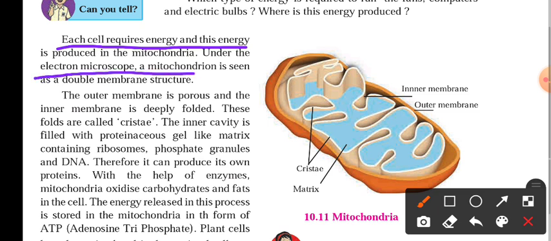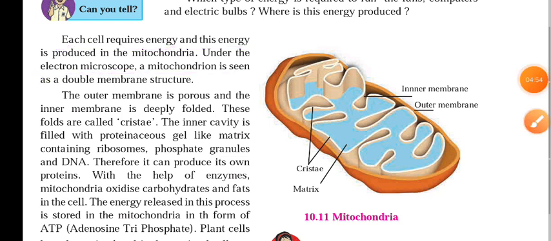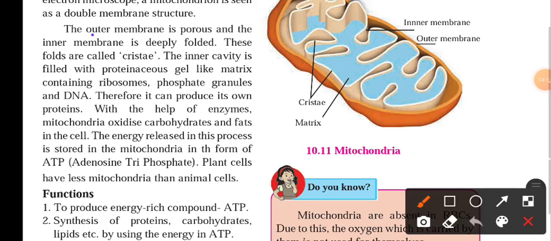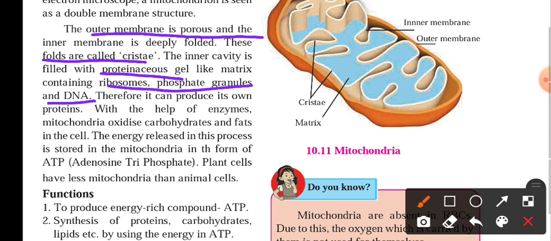Under the electron microscope, a mitochondrion is seen as a double structure. Now when we talk about the mitochondria further, they have mentioned over here the outer membrane is porous and the inner membrane is deeply folded. These folds are called cristae. The inner cavity is filled with a proteinaceous gel-like matrix containing ribosomes, phosphate granules, and DNA. Therefore, it can produce its own proteins with the help of enzymes. Mitochondria oxidizes carbohydrates and fats in the cell.